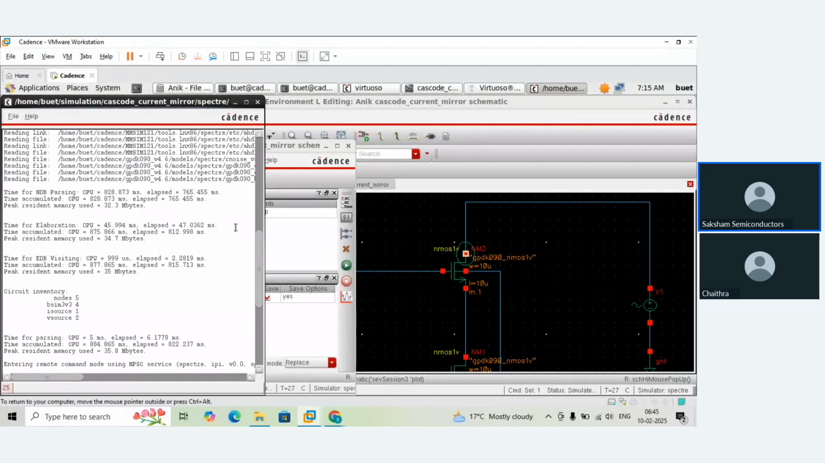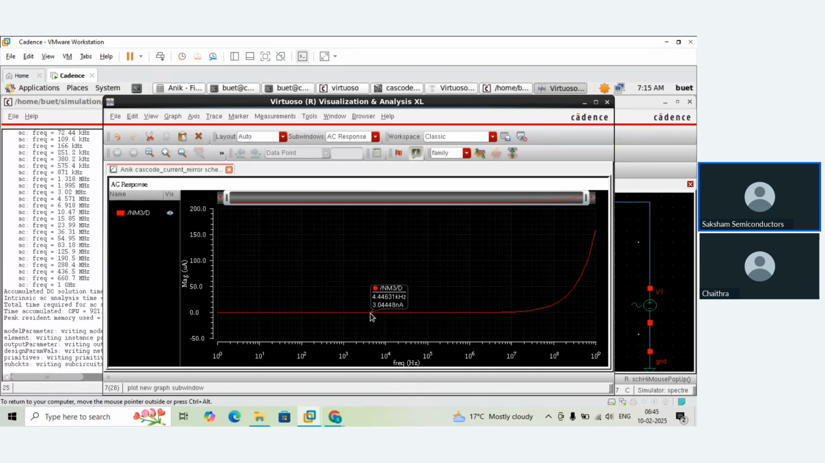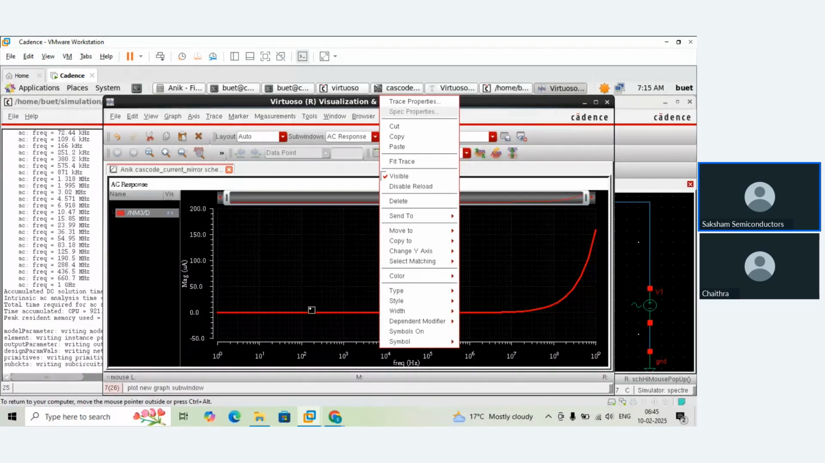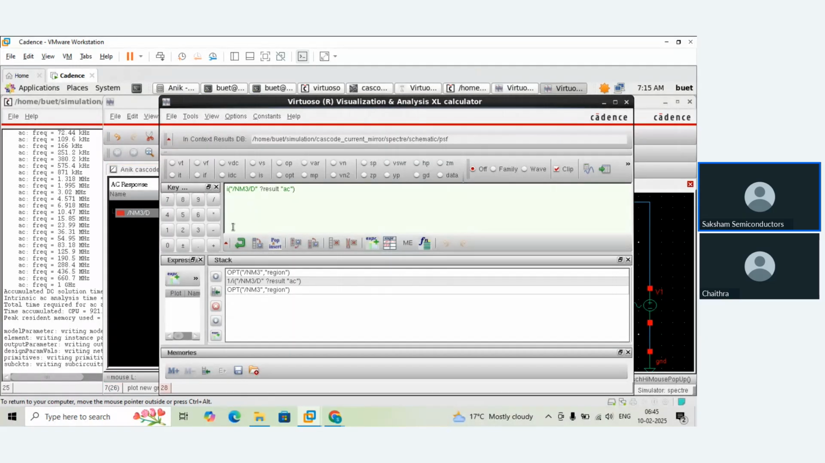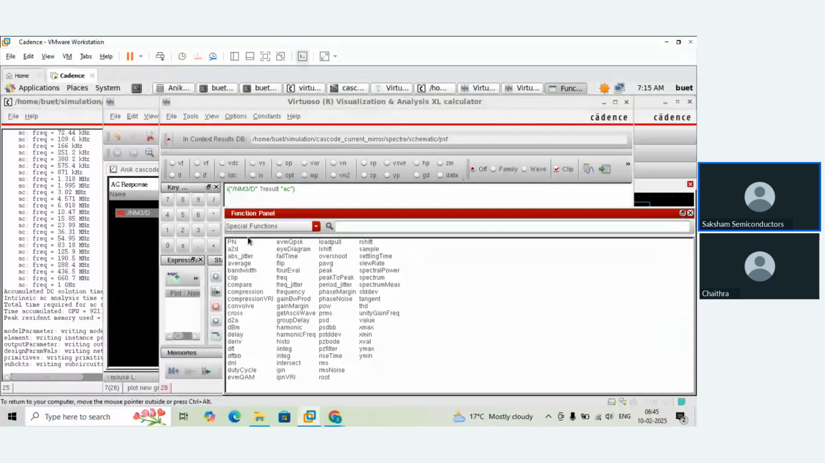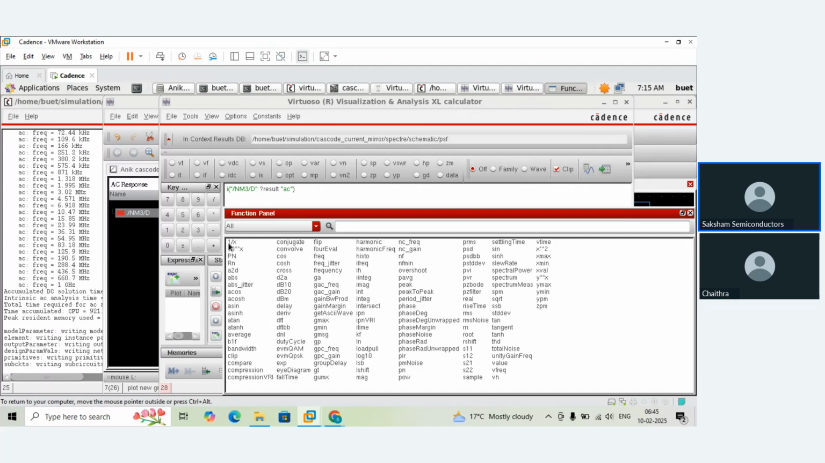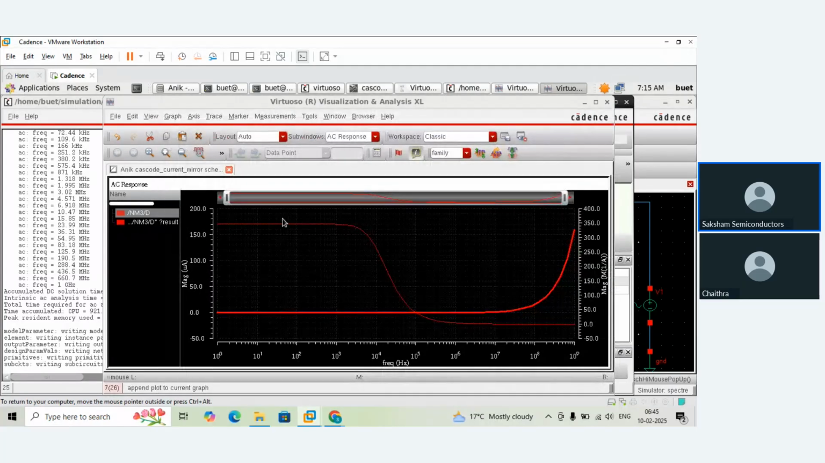So let's run it. This is your current versus frequency, but I want 1 by x. This is basically the current, so I'll send it to the calculator. If I do the inverse operation of this function, 1 by x, and plot it, you see this will be my output resistance.